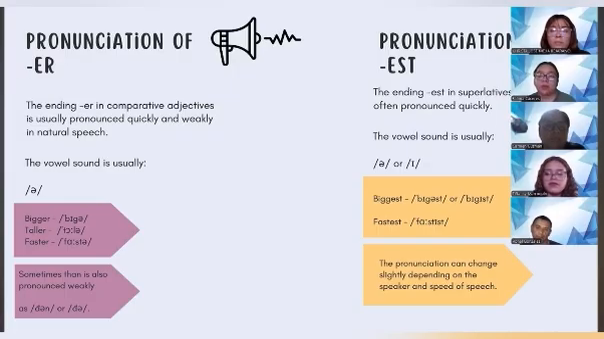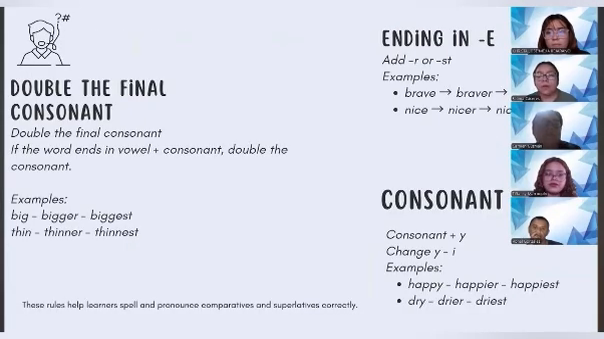Sometimes the spelling changes when we form comparatives and superlatives. For example, if an adjective ends in E, we only add R or ST, like nice, nicer, or nicest. If the adjective ends in a consonant plus Y, the Y changes to I, like happy, happier, happiest. Finally, when a short adjective ends with a vowel and one consonant, we double the last consonant. For example, big becomes bigger and biggest. And these pronunciation and spelling rules help learners speak and write English more clearly.